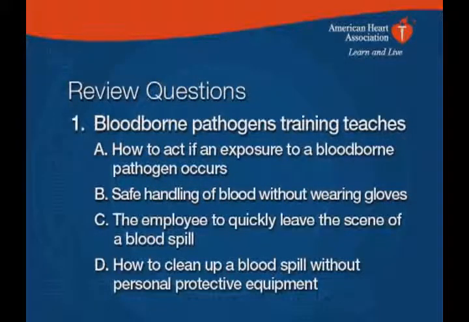We are at the end of the introduction lesson. It is time to review your knowledge. Answer each of these questions on the Review Questions page at the end of the Introduction section of your student workbook. Bloodborne Pathogens training teaches: A. How to act if an exposure to a bloodborne pathogen occurs. B. Safe handling of blood without wearing gloves. C. The employee to quickly leave the scene of a blood spill. Or D. How to clean up a blood spill without personal protective equipment.